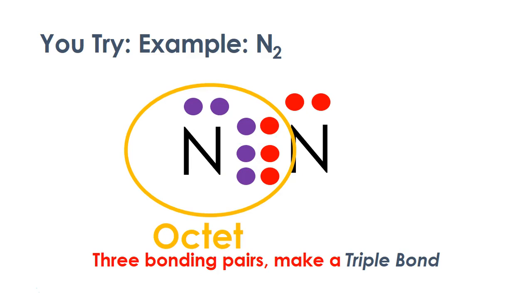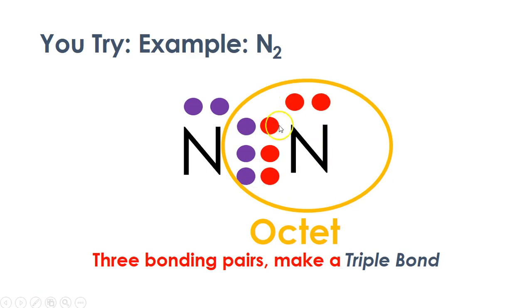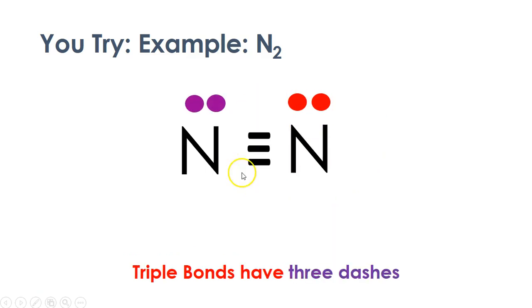This nitrogen has an octet because it has 2, 4, 6, 8, and the other nitrogen also has 2, 4, 6, 8. So you can replace the bonding pairs with dashes, and this is what your final answer would look like. A triple bond has 3 dashes.